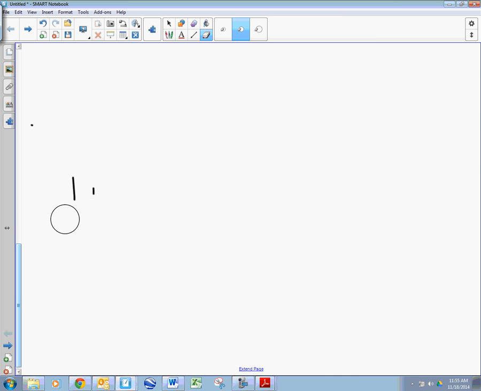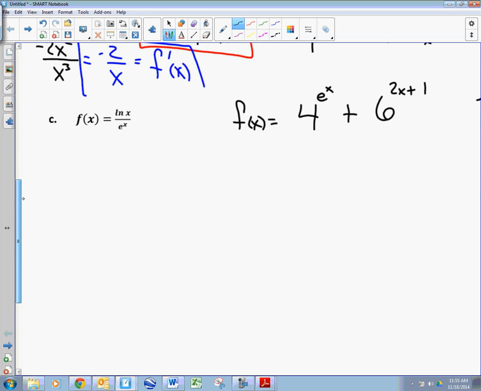Instead of e to the x, I have 4 to a power, and I have 6 to a power. So I don't have to use the product rule here because it's not multiplication, it's just addition. So just take derivatives of both and then combine them. Yes. Yep, 4 to the e to the x.